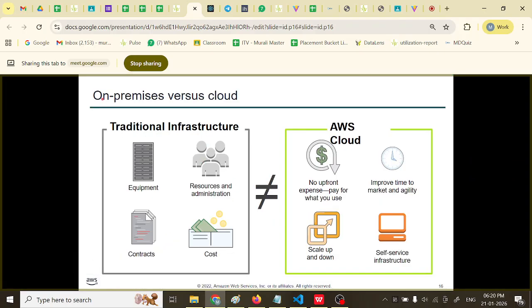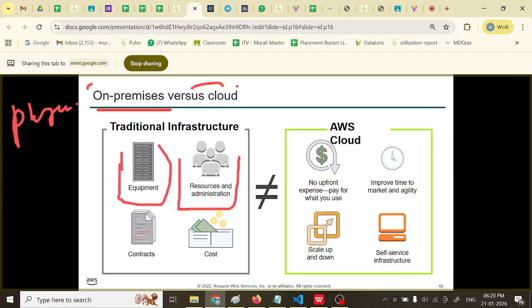Let us compare on-premises versus cloud. In on-premises, what is it? Physical servers. If you are having a physical server, how much will you be charged? What are the things you will be spending on? Normally, you'll be spending on the equipment. You'll pay for the resources and administrators. You'll pay for the contractors and the overall cost. That is all the capital you'll be investing, right? Now, the same thing you can do in the cloud.